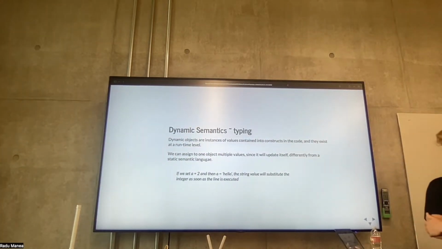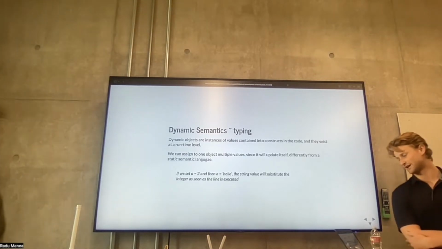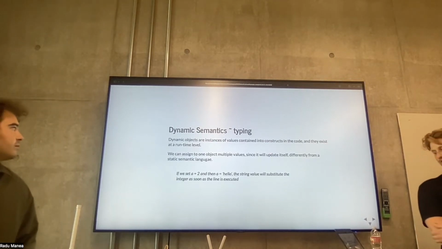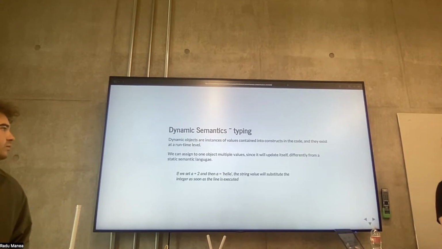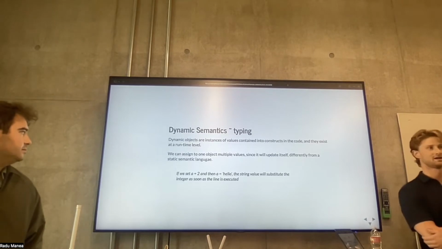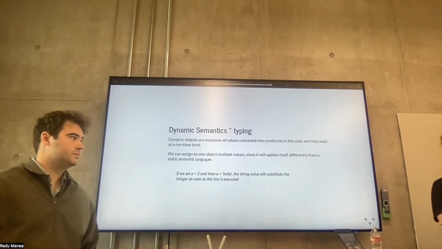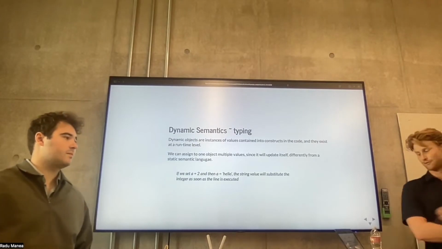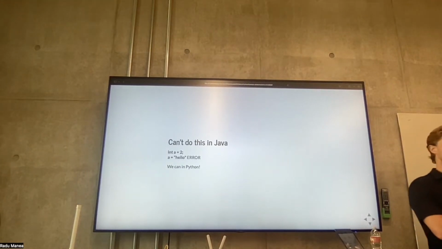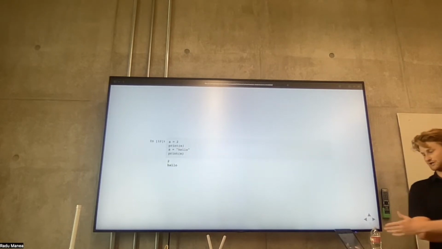You also have dynamic semantics, which is basically about the type that you declare in Python. Dynamic objects are instances of values contained in constructs in the code, and they exist at the runtime level. We can assign one object multiple values since it'll update itself, differently from static semantic languages. So if we say A equals 2, we can change it to A equals whatever. We can make it a string. We can do A equals hello, and we're not going to run into errors. Whereas in Java, if you do int a equals 2, and then you want to change it to int a equals hello, which would be a string, you're going to get an error. Whereas in Python, it works just fine.